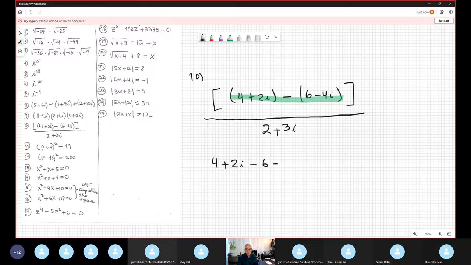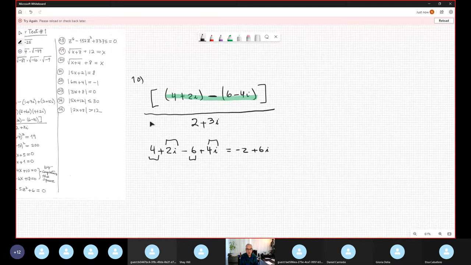minus 6 plus 4i, because this minus affects everything. This 6 is positive but becomes negative, and this negative 4i becomes positive. And we combine: the real part is minus 2, and the imaginary part is 6i. Actually, at this moment, we have the division of minus 2 plus 6i divided by 2 plus 3i.